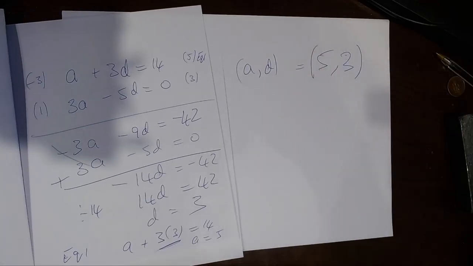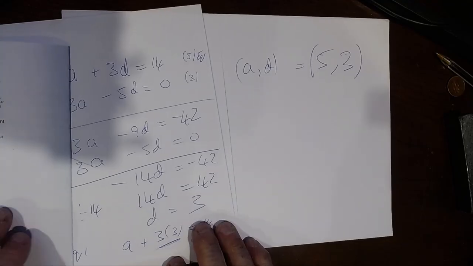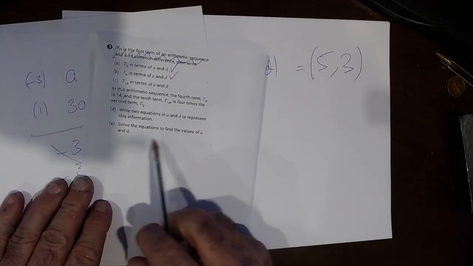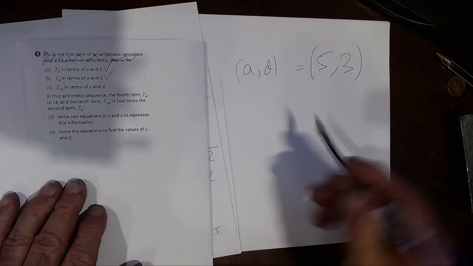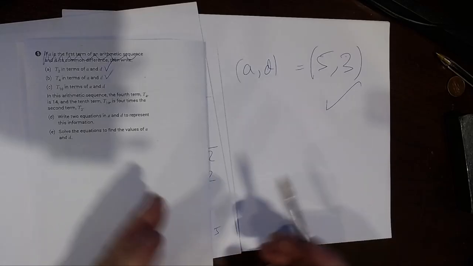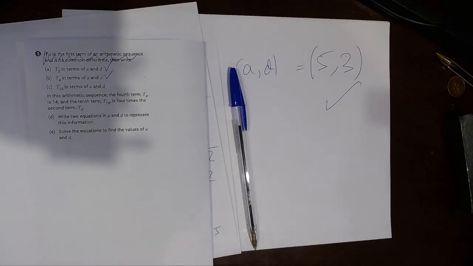Now there might be another little bit of a question there. Let's see. Write the two equations in A and D to represent this information. Done. Solve the equations to find the values of A and D. Done. A bit of a stinker of a question. So I don't mind if you follow along with this video to help you solve it, but that's it, done. Okay, as always, students, I will see you in the next one.